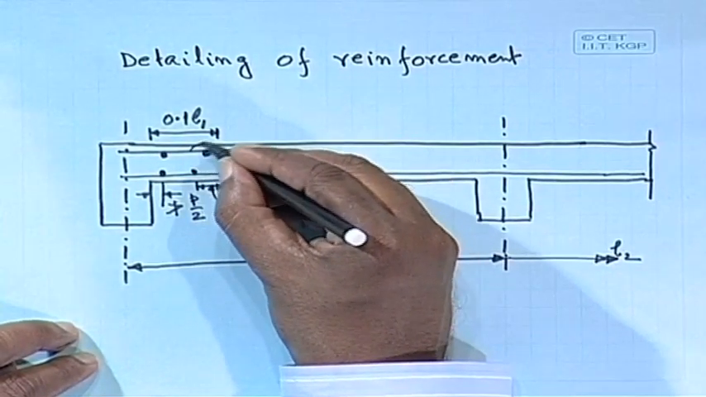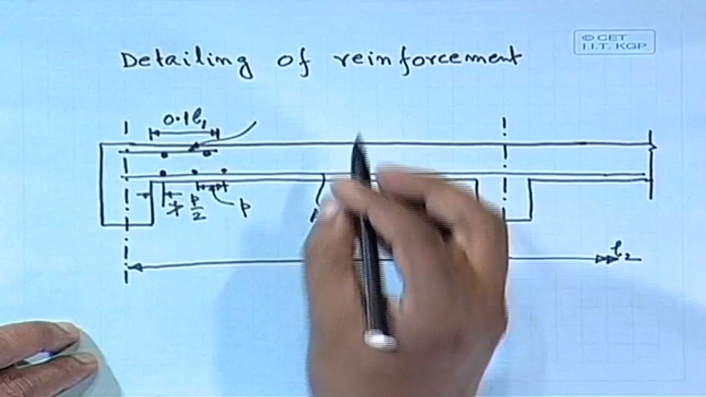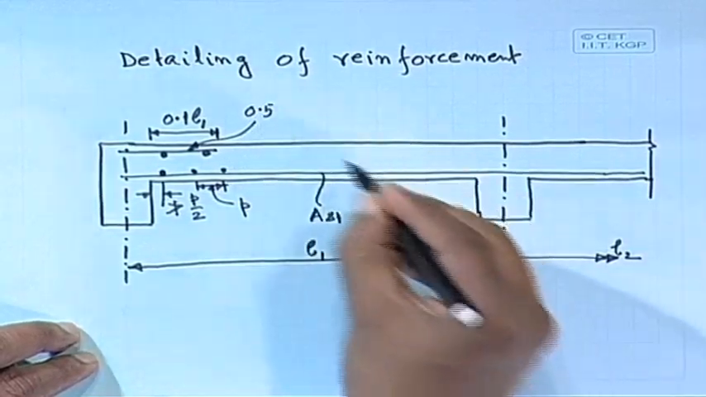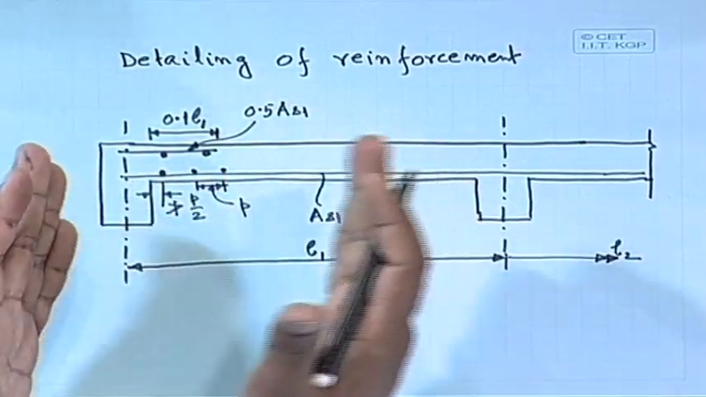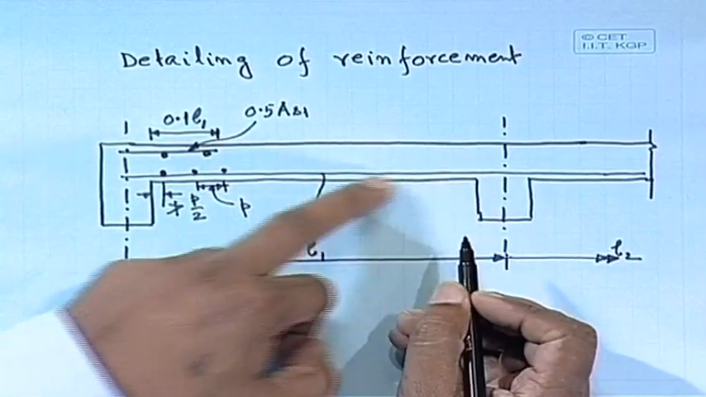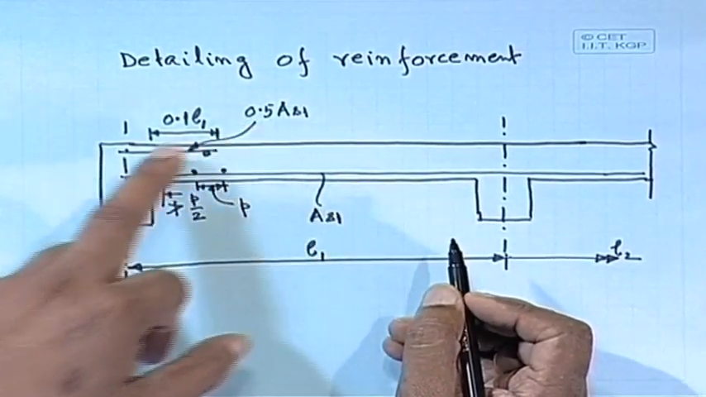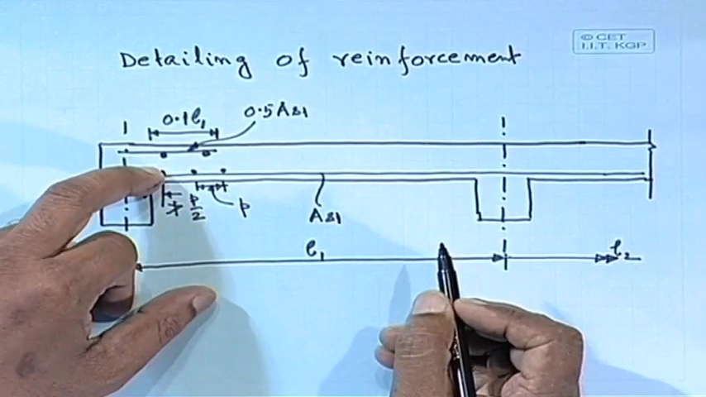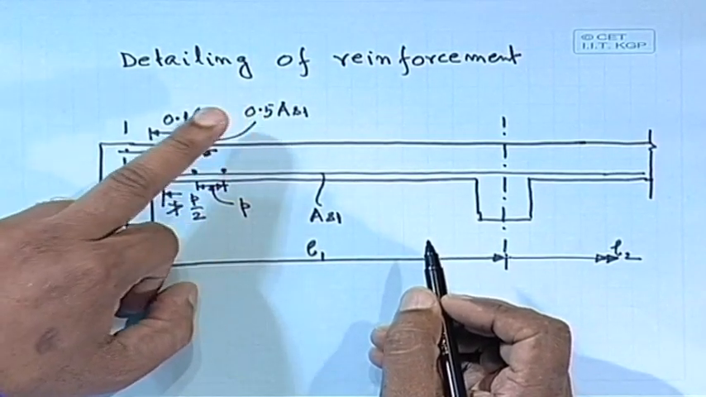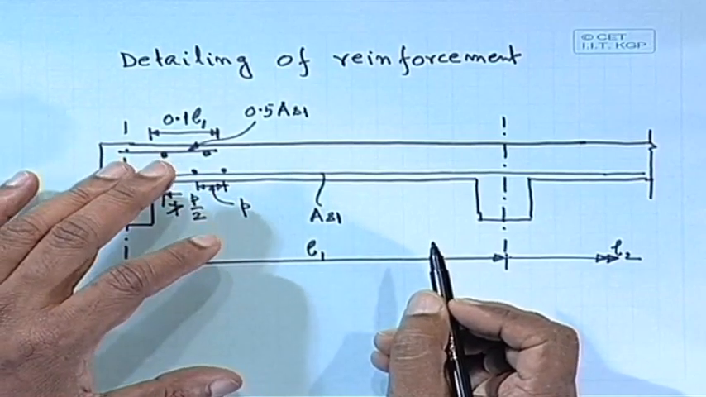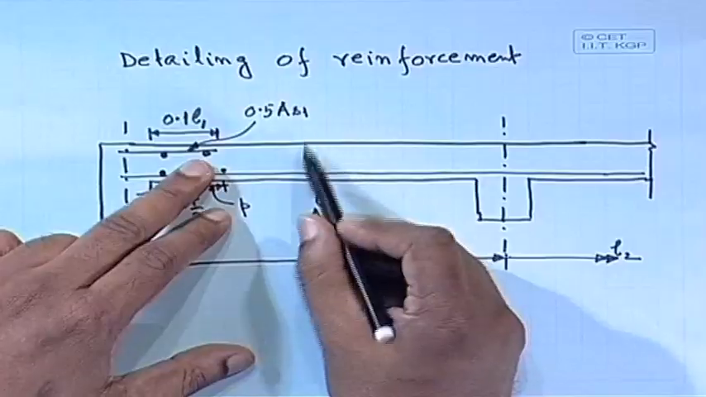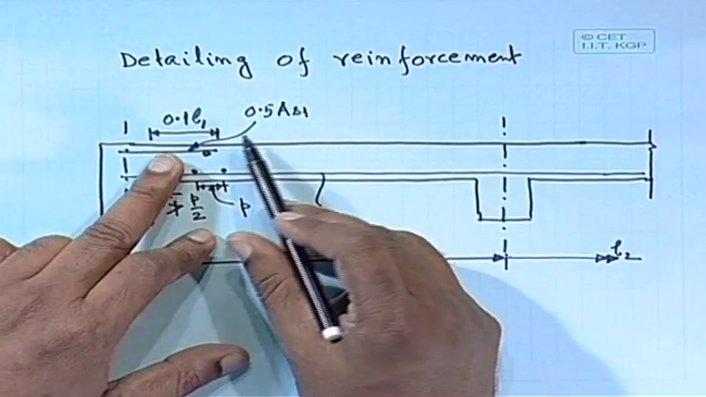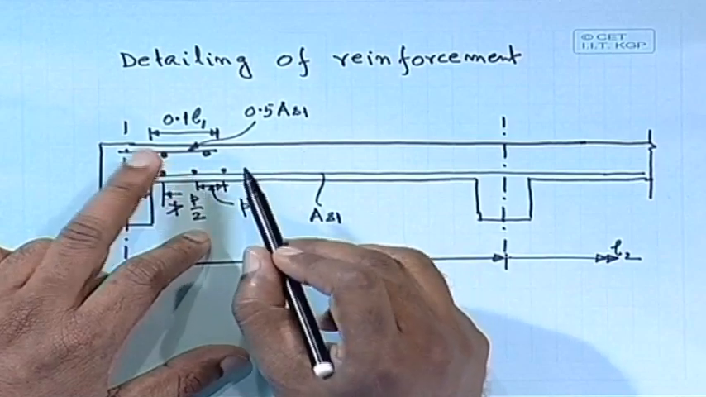And what about the area of steel? This area of steel will be equal to half of the AS1. We are talking about the end one, that 50% of the AS1, the area of steel we are providing. So, 50% of that we have to provide here. Here we are supposed to get 0, but 50% of AS1 or 0.12%, that is the minimum steel we have to provide for the control of the crack width. So, that 0.12% of the cross sectional area, we have to provide here, whichever is more.